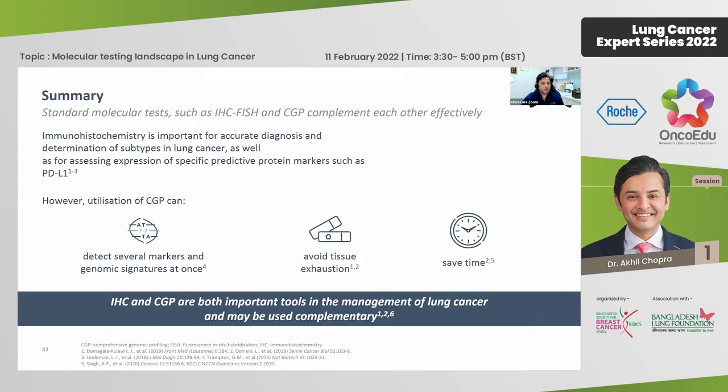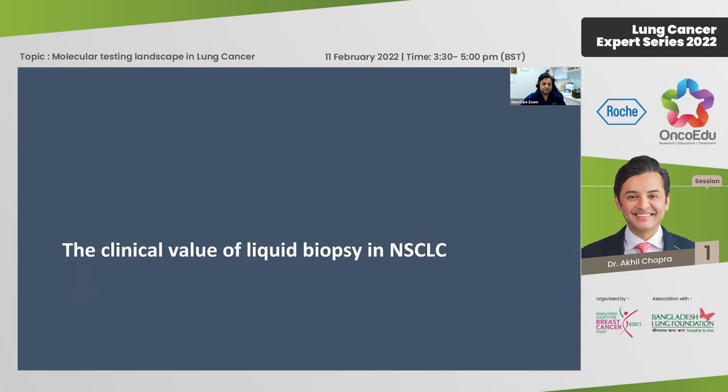So to summarize, standard molecular tests such as immunohistochemistry and FISH complement comprehensive genomic profiling very effectively. Immunohistochemistry is still very important to accurately diagnose non-small cell lung cancer, to determine the subtype of lung cancer, as well as sometimes to assess expression of predictive biomarkers such as PD-L1. However, comprehensive genomic profiling can detect several biomarkers and genomic signatures at once. So with one sample, you don't have to worry about exhaustion of tissue samples, and it saves time. So I think both of these are important and they should probably be used in a complementary fashion.